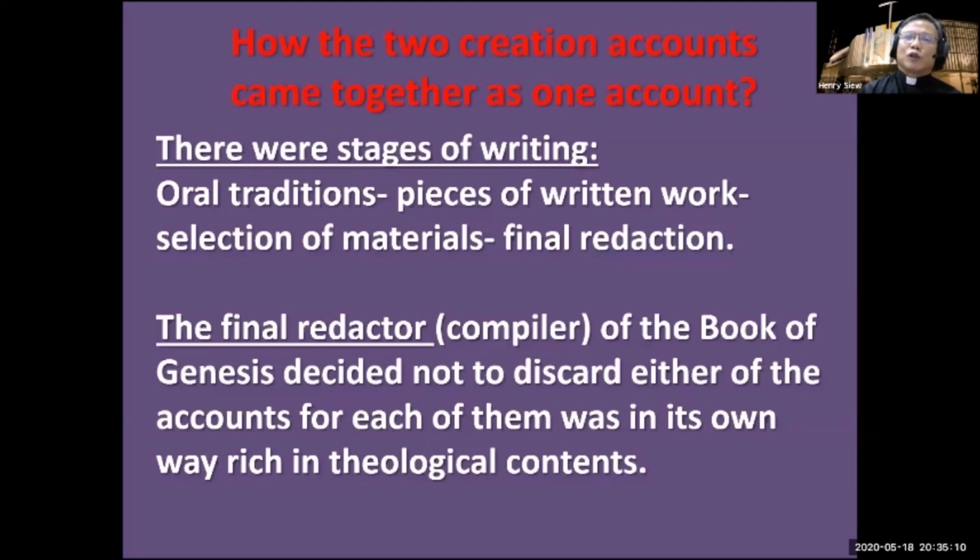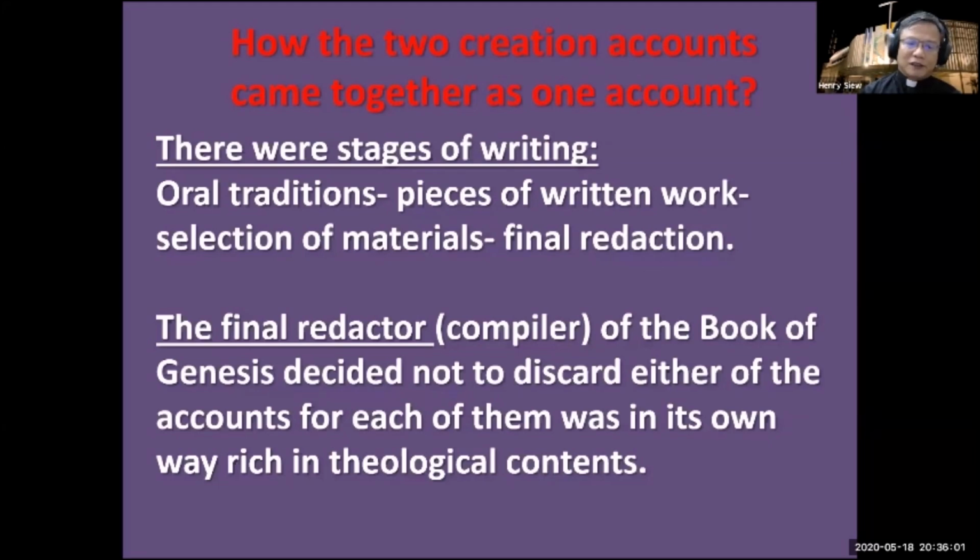At first, it started with some oral traditions, stories being spoken about. And then later on, there were pieces of written work here and there, short stories. And then someone came to compile, put together all these written materials, and then the final redaction. So there were stages over a long period of time. Now, this final redactor of the book of Genesis, whom we don't know, it was ascribed to Moses, but I will explain later. Moses could not be the single writer.